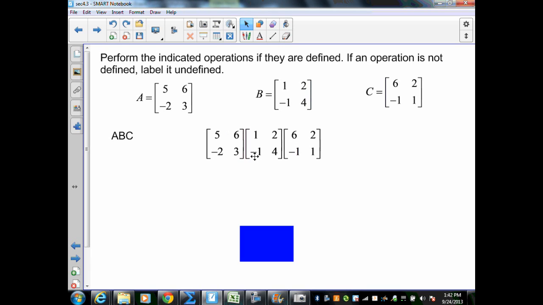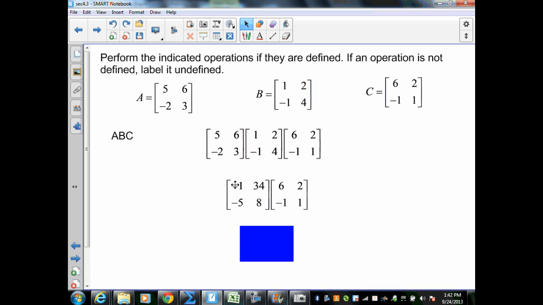First row, first column, I have 5 and negative 6. I'm going to get a negative 1. First row, second column, I get 10 and 24, and that's going to give me 34. Second row, first column, negative 2, negative 3, I get a negative 5. Second row, second column, I get a negative 4 and 12, I get 8. Now again, I can check it, but that's a 2 columns by 2 rows. So again, it's defined.